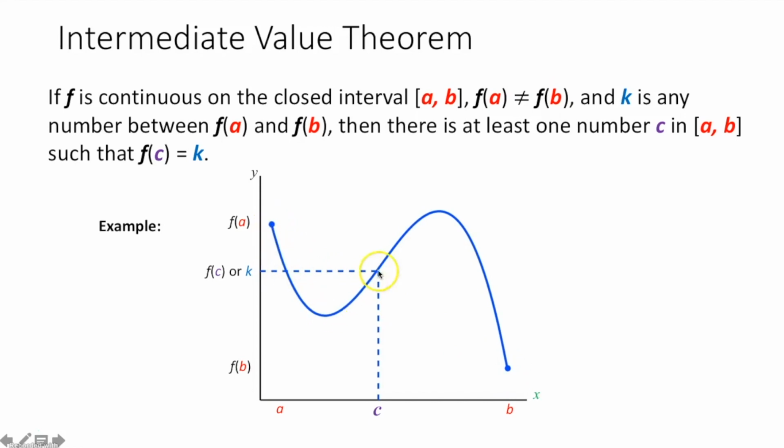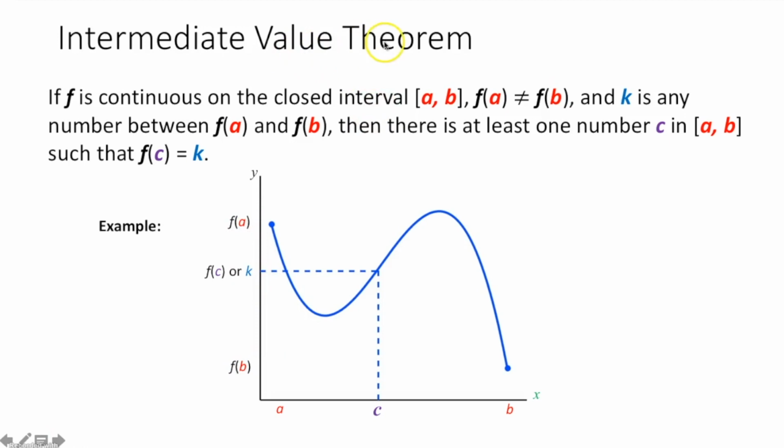So we have a continuous function on our closed interval AB, closed interval because the two endpoints are not holes. And we have f of a not equal to f of b, so the two endpoints have different y values. And k is any number between f of a and f of b. So k is a y value that is between f of a and f of b.